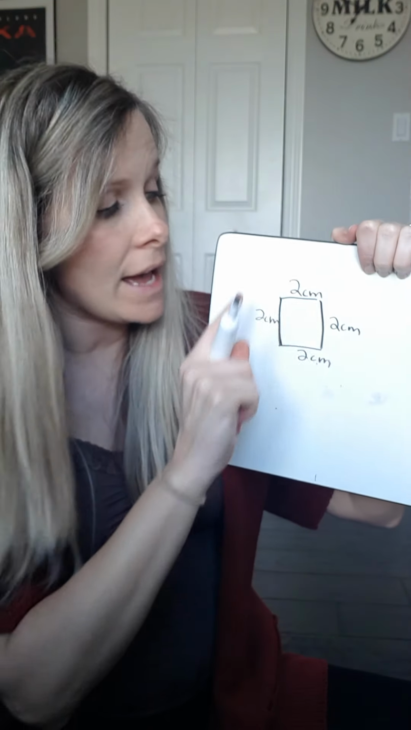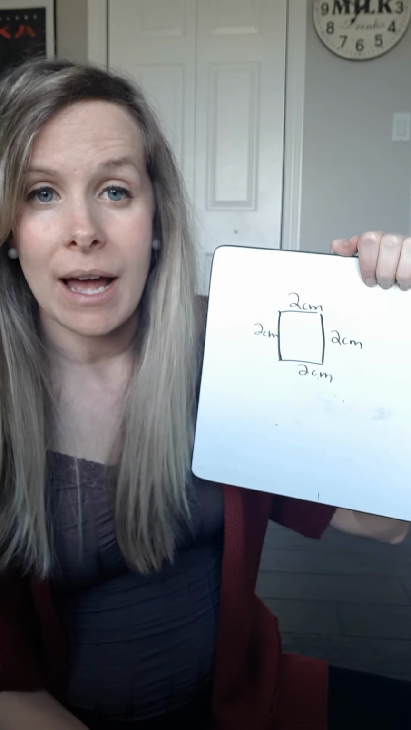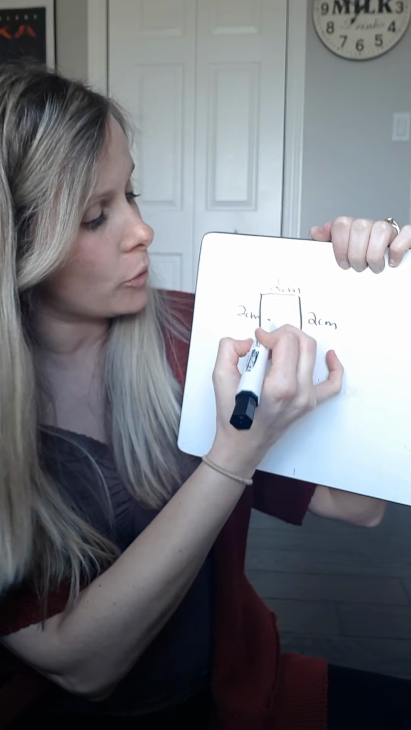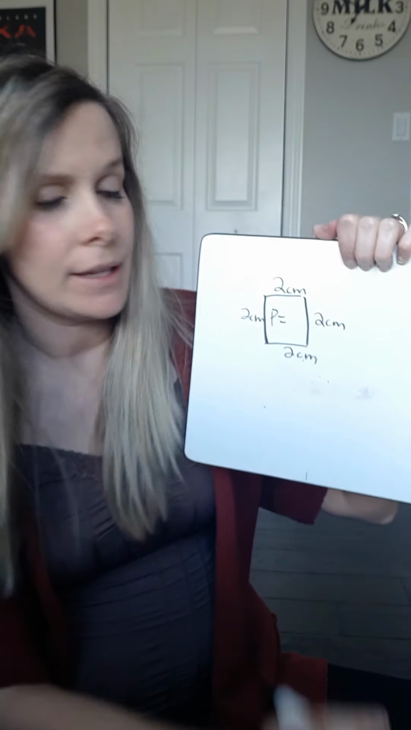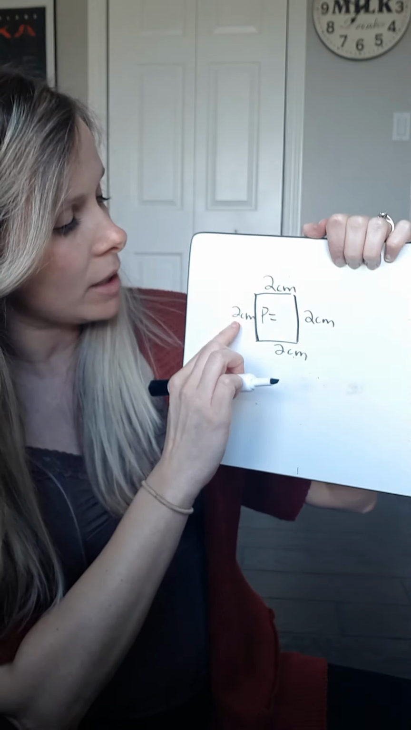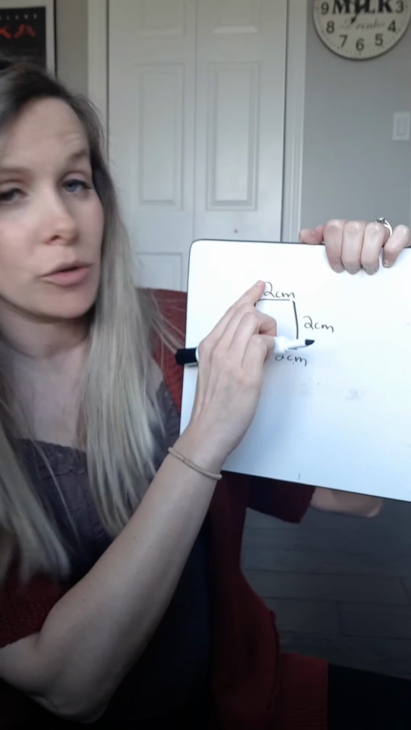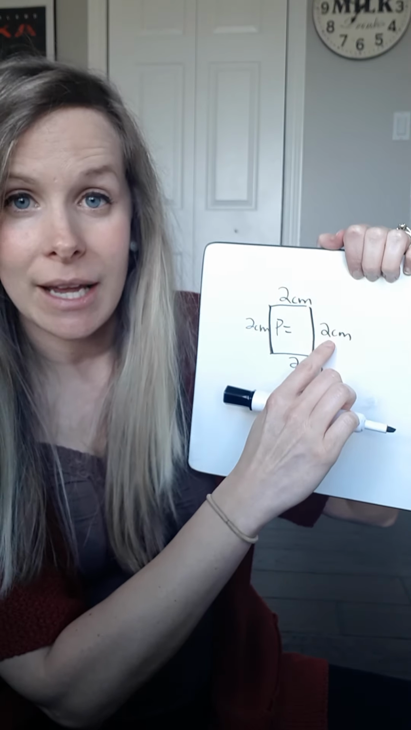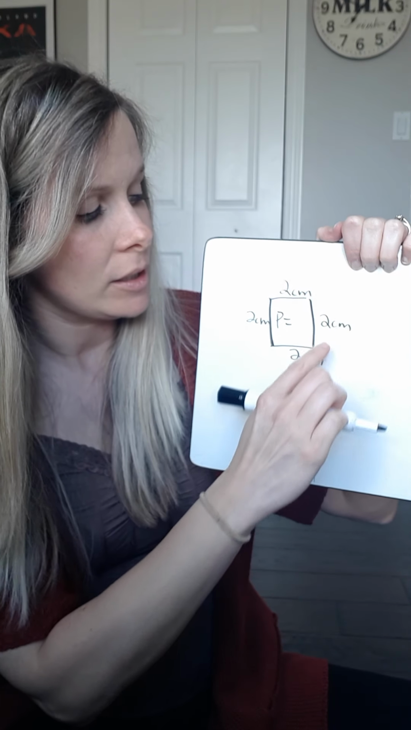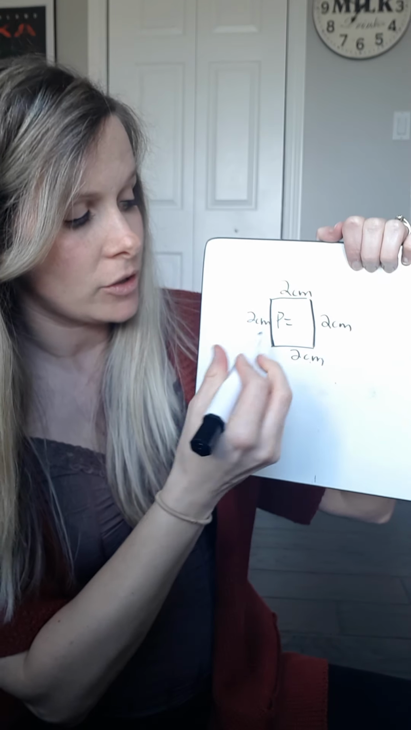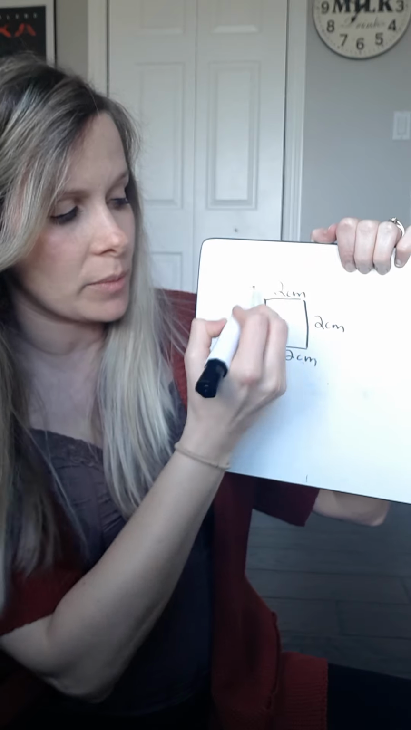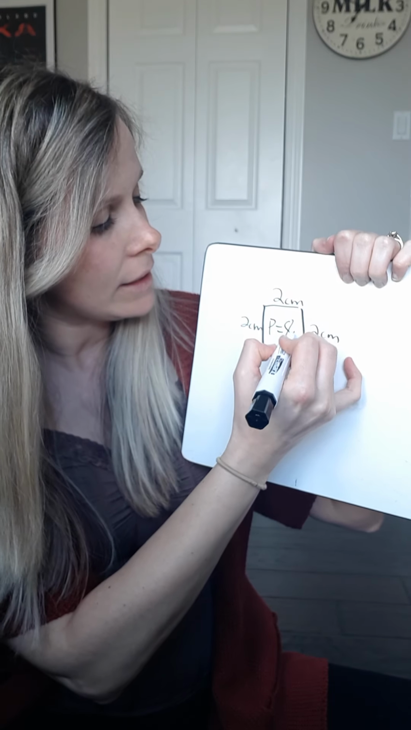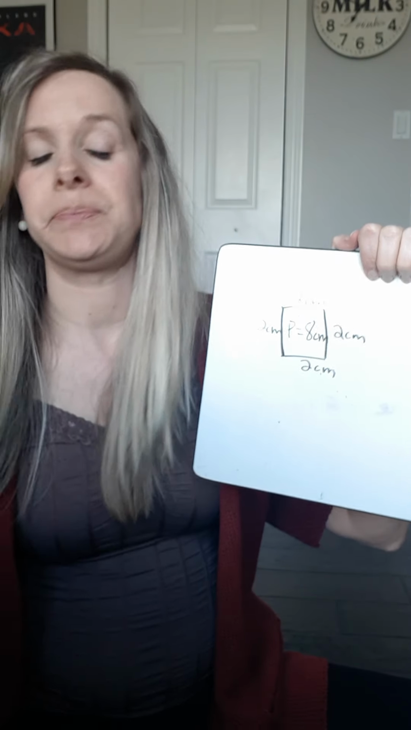So if I were to add up all of my sides, that would tell me the total perimeter of this object. So counting them up, 2 plus 2 is 4, 4 plus 2 is 6, and 6 plus 2 is 8. So the distance all the way around my shape is 8 centimeters.